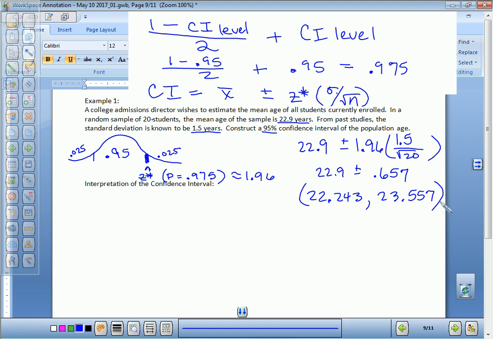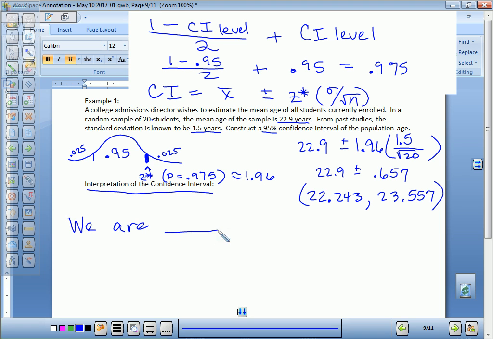Now, this is where we get into something that, if you're in statistics, you know. The wording of our answers is really important, but a lot of times it ends up just being fill in the blanks. Our interpretation of a confidence interval is one of those things. Once we find this, we just fill in the blanks, and it goes something like this.